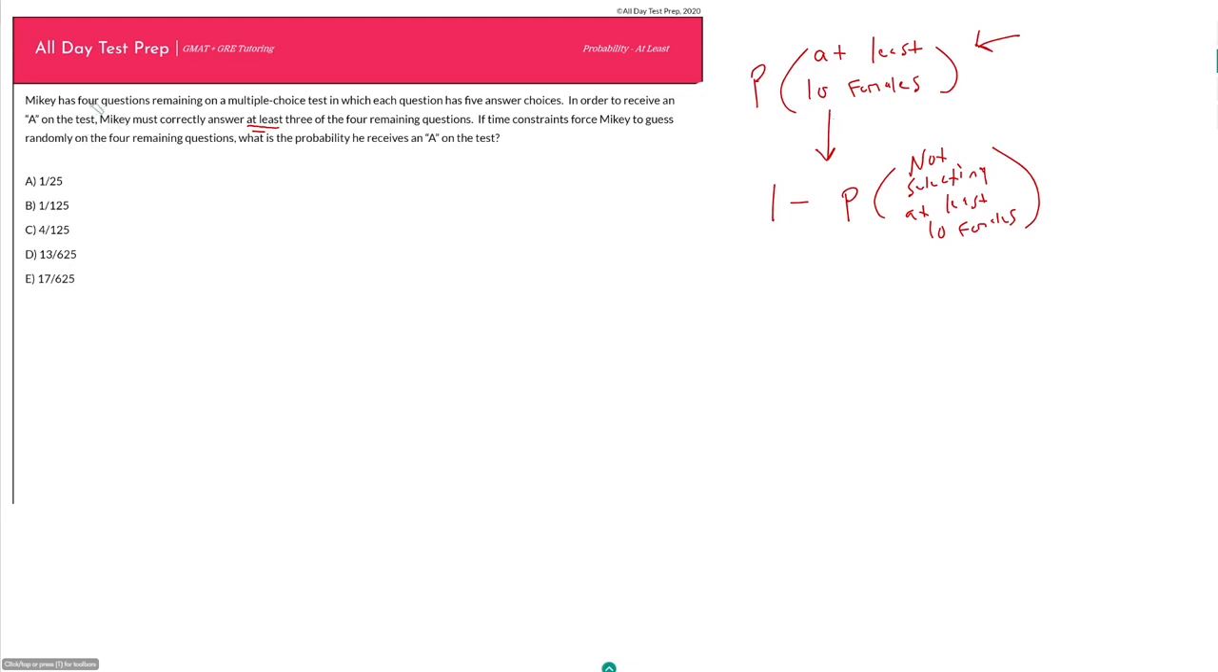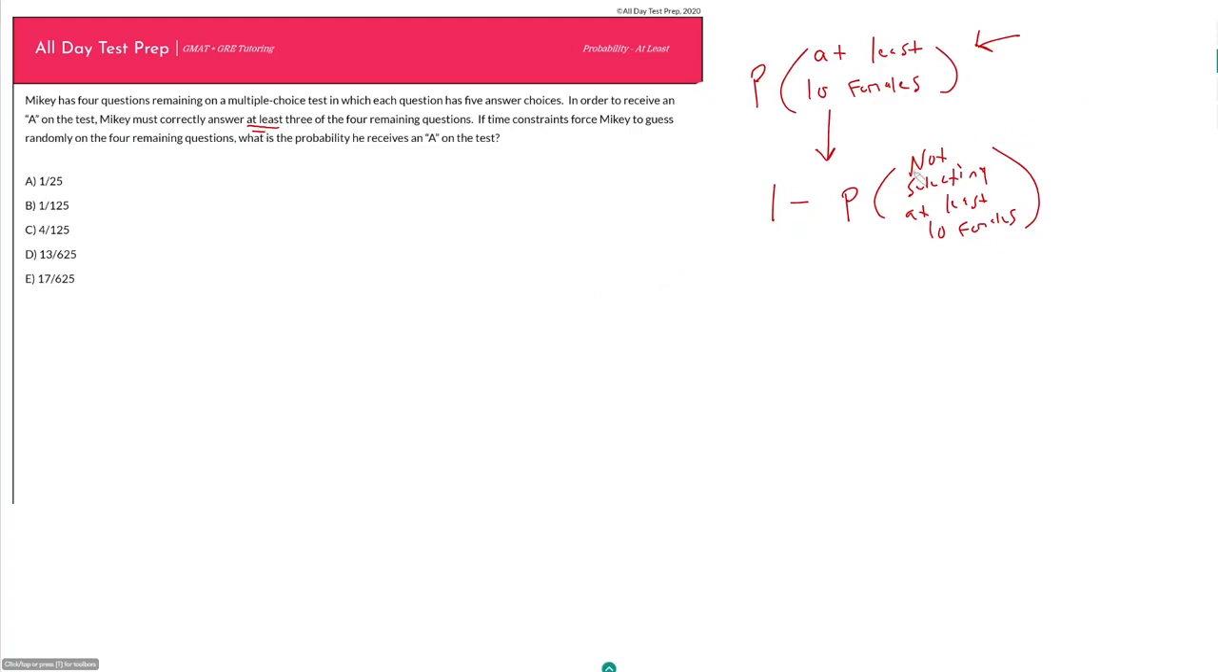So this question says, Mikey has 4 questions remaining on a multiple choice test, in which each question has 5 answer choices. In order to receive an A on the test, Mikey must correctly answer at least 3 of the 4 remaining questions. If time constraints force Mikey to guess randomly on the 4 remaining questions, what is the probability he receives an A on the test?